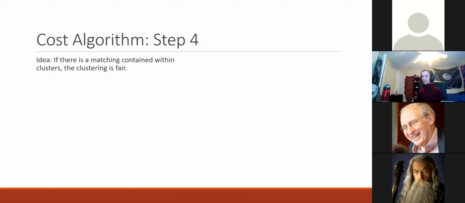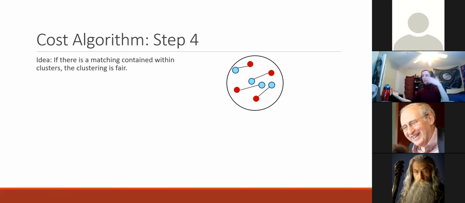So what do I mean by that? Well, consider this cluster here, and we want to check if this cluster is fair. So what we're going to try to do is try to make a perfect matching between red and blue points. If there is a perfect matching, we can make a 1-to-1 correspondence between red and blue points and show that this cluster is fully balanced. So if there's a matching within a cluster, a perfect matching between red and blue points, that cluster is fair. And so this is the intuition we're going to be using moving forward.